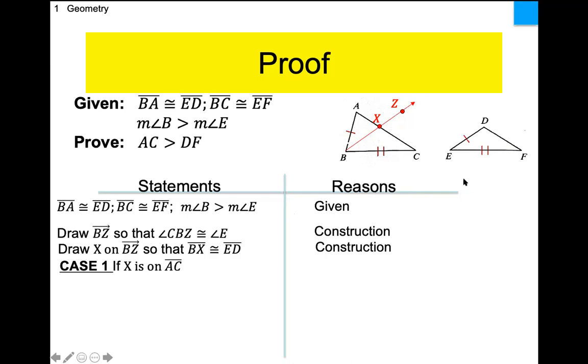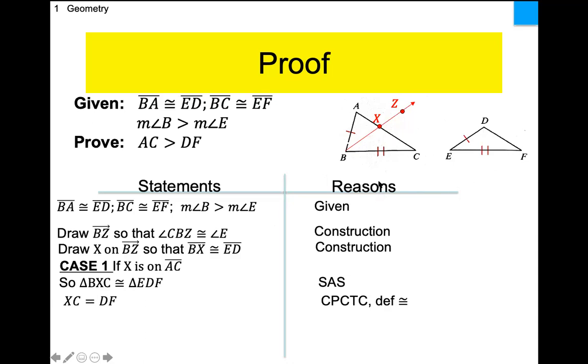If X is on AC, and remember, we drew, then the two triangles are congruent, DEF and XBC. Okay, so if that's the case, by SAS, you can see that SAS. Then therefore XC is congruent to DF, and that would further emphasize the fact that since XC is smaller than AC, AC's got to be bigger than DF.